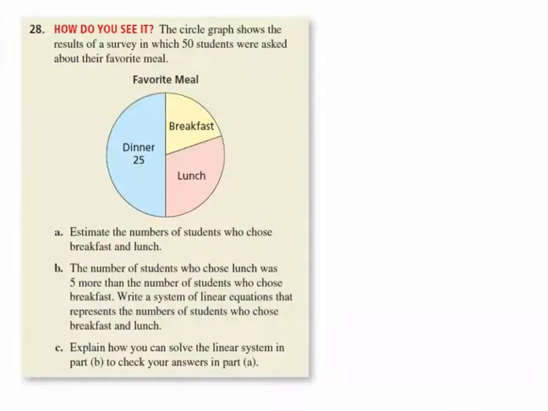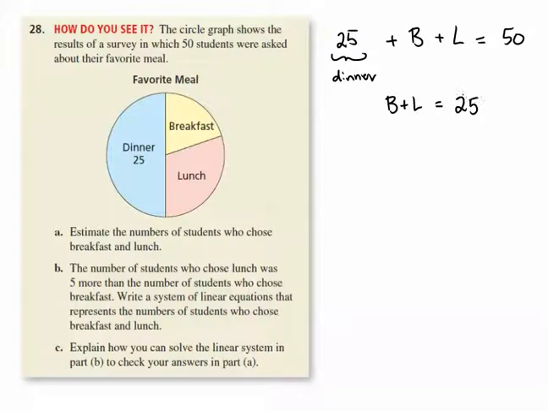In problem 28, the circle graph shows the results of a survey in which 50 students were asked about their favorite meal. So we know that there's a total of 50 students. We know for dinner there are 25 who chose dinner as their favorite meal. Then we have breakfast and we have lunch, and we know that all together that's got to equal 50. So if I were to subtract 25 from both sides, I would have the equation: the number of students who prefer breakfast and lunch are 25. And that makes sense. That would be half.